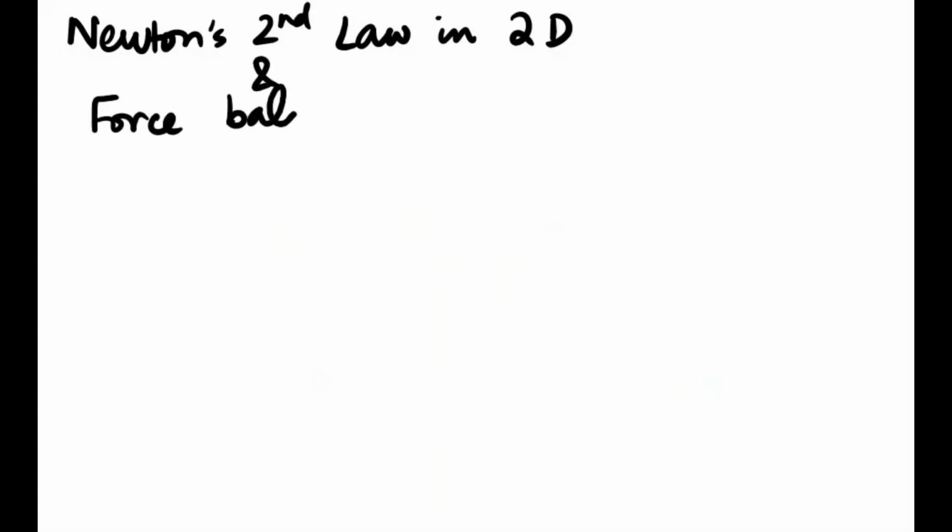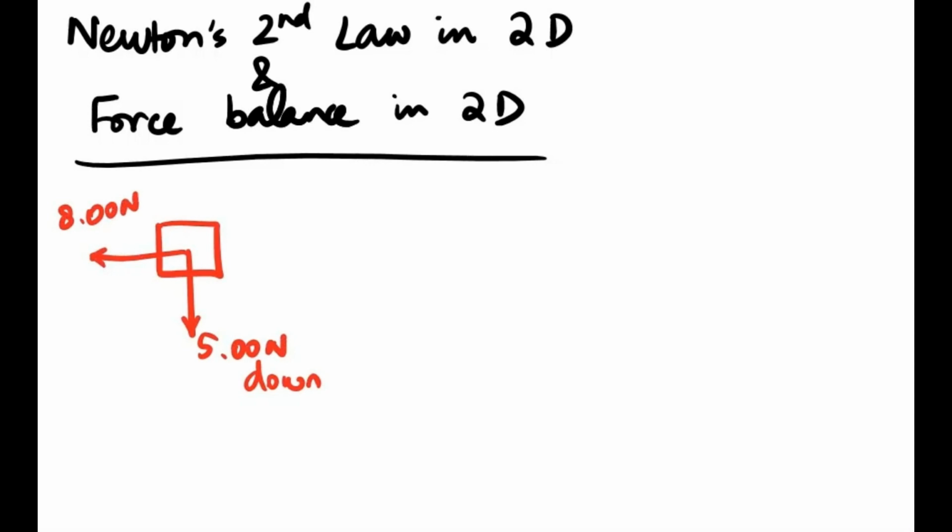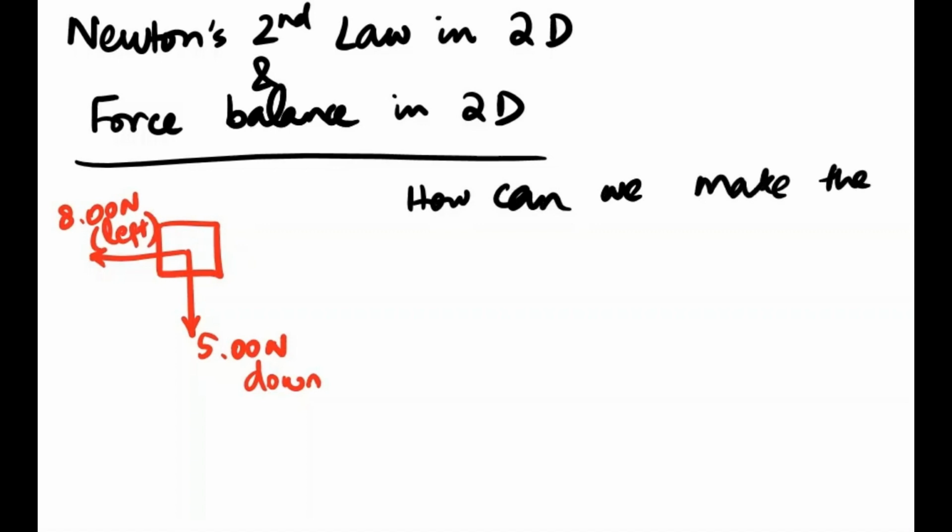So let's take a look at Newton's second law in two dimensions, and we'll also balance the forces in two dimensions as well to create equilibrium. So let's say we have two forces, one going down 5 newtons and one going towards the left. That's 8 newtons.